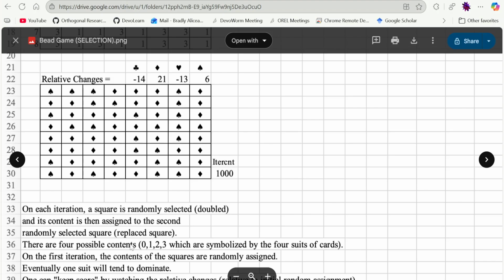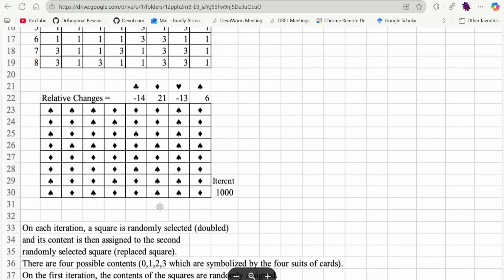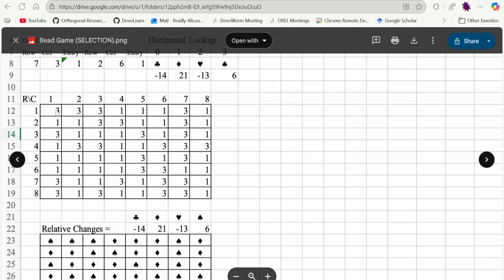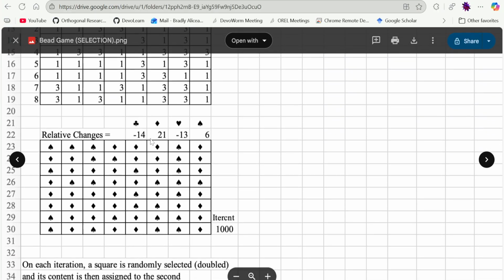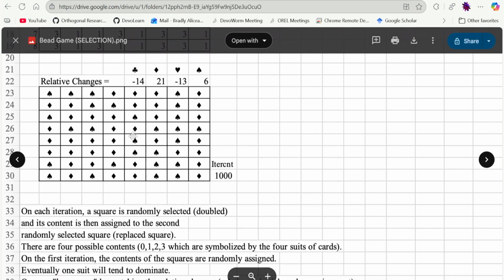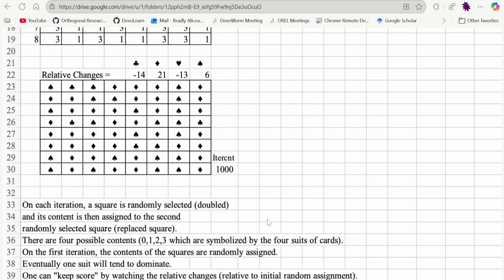There are 4 possible contents, 0, 1, 2, and 3. So what happens here is we have any one of these values can be 0, 1, 2, or 3. In this case, we have 1s and 3s only. And each of these are represented by, this is from a deck of cards where you have clubs, diamonds, hearts, and spades. And then each state from 0 to 3 is represented by one of these symbols. So you can get a sense of what the contents are by that.